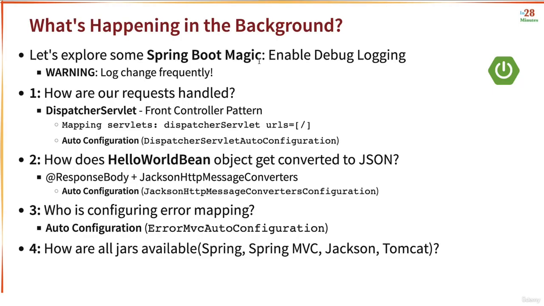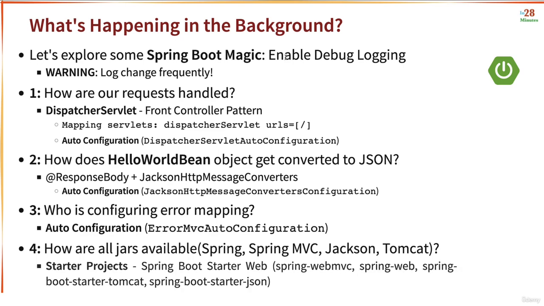The last question we'll be talking about is how are all the jars available? Spring, Spring MVC, Jackson, Tomcat. We saw that our application is running directly in Tomcat. We did not do anything to set up Tomcat at all. So how are these all available to us? The answer to that is because of starter projects.